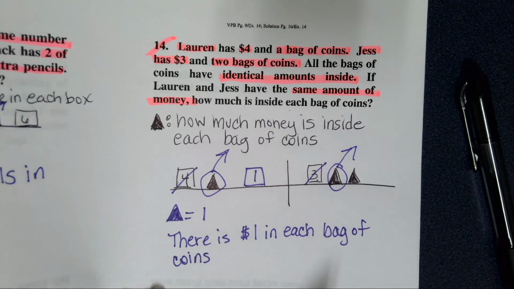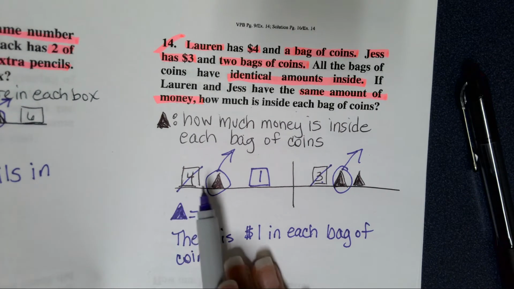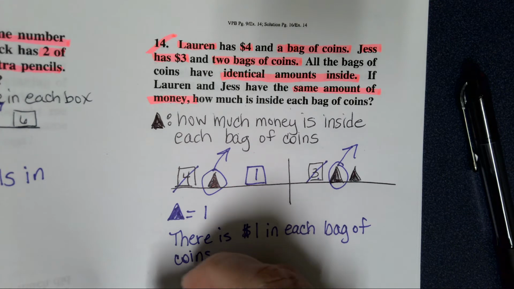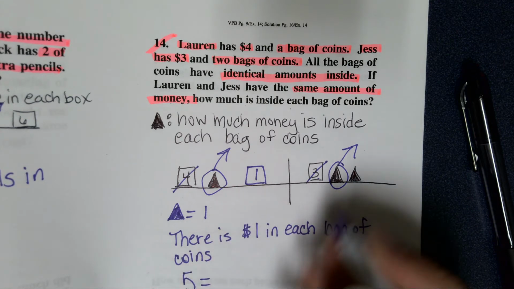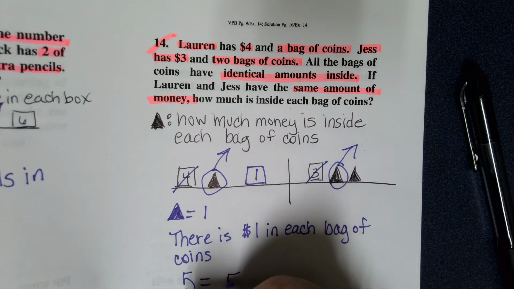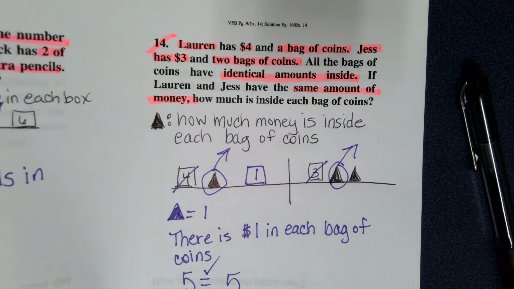So then we do our check. We go back to what's all in black, and our pawn is 1, so 4 plus 1 is 5. And 3 plus 1 is 4, plus 1 is 5. So 5 equals 5. That is our check.